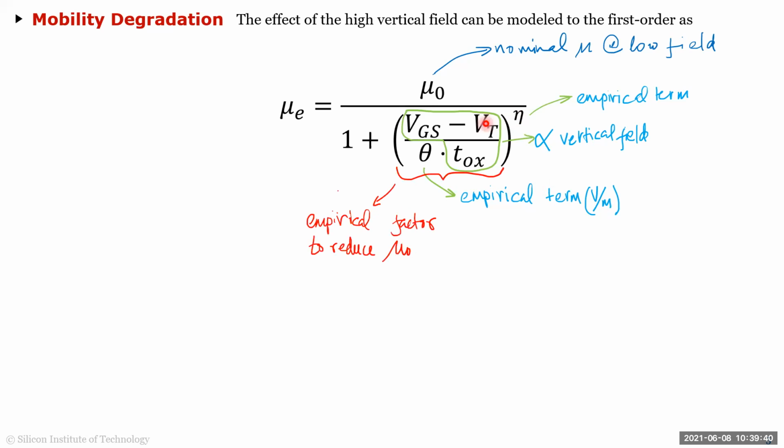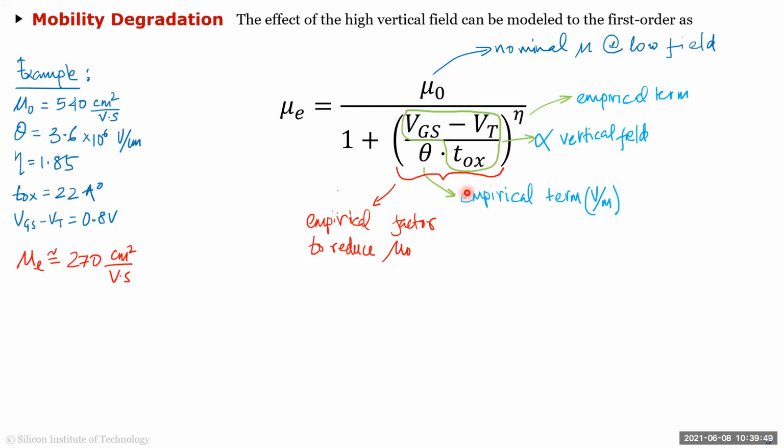And like I said, this whole factor is to reduce your mu naught for high vertical fields. Basically, that's what you're trying to model. So here I've shown examples. Let's say your low field mu naught was 540 centimeters square per volt seconds. And let's say the theta, this is an example from your book. I think for 0.18, this is what theta is derived. So it's 3.6, basically 10 to the power 6 volt per centimeter. And eta is 1.85, TOX is 22 angstrom, which is I think 0.18, and VGS minus VT, let's say, is 0.8 volts. That's your excess voltage.